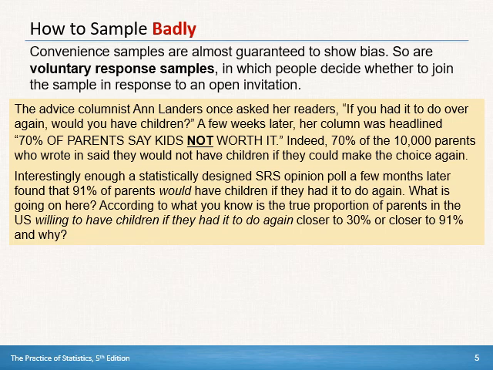And you can see that 70% of them said, oh, heck no, I would not have children if I had to do it again. But if we took a true representative random sample, 91% said yes, they would. So not only is it wrong, it was so vastly wrong in the wrong direction, okay? So in other words, the poll that she took, 30% said that they would do it again, 70% said no, I wouldn't. But in reality, instead of 30% saying that they would do it again, it was really 91% that said they would do it again.